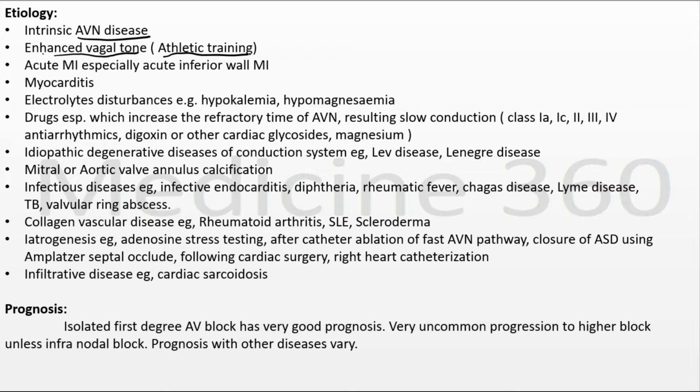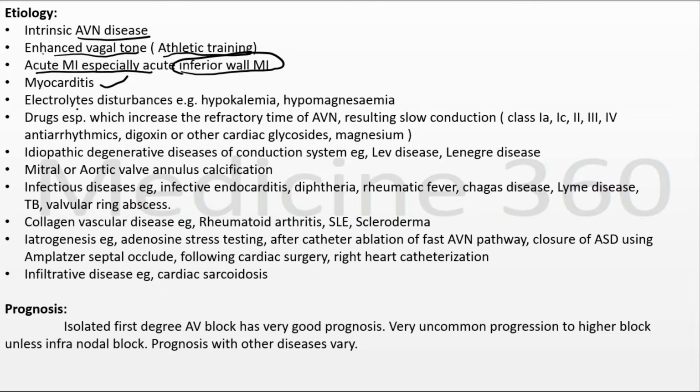Mostly it happens in athletic persons, whose vagal tone increases, and there will be bradycardia or a chance of first degree AV block. Then there is acute MI, especially inferior wall MI. As I discussed earlier, in inferior wall MI the posterior interventricular branch is occluded, and that also supplies the AV node. That's why there is a chance of first degree AV block in inferior wall MI. Then there is myocarditis, where inflammation of the myocardium can also inflame the conduction system and cause first degree AV block.